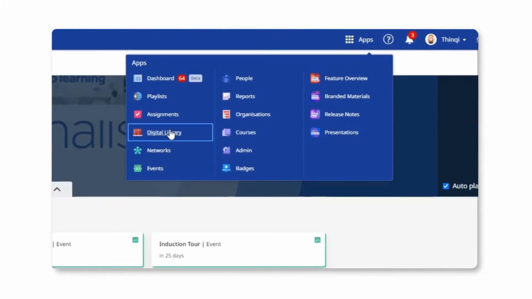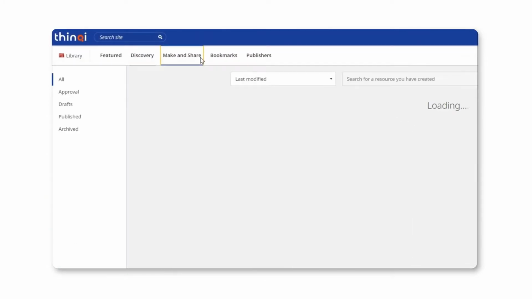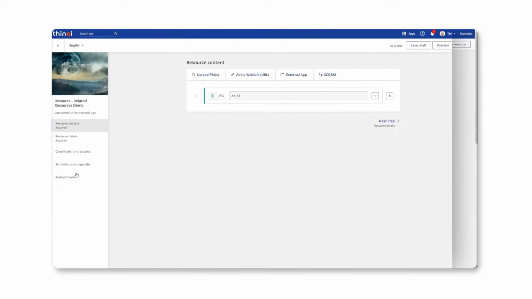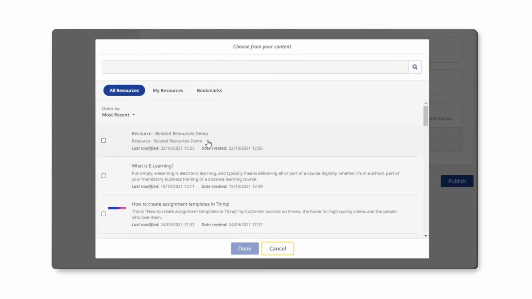Thinqi's digital library is your central hub for creating and discovering a whole world of knowledge. It gives you the freedom to let the system do the recommending or puts the power in your hands.